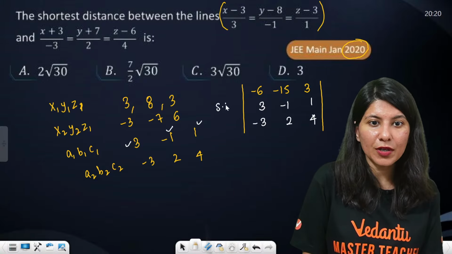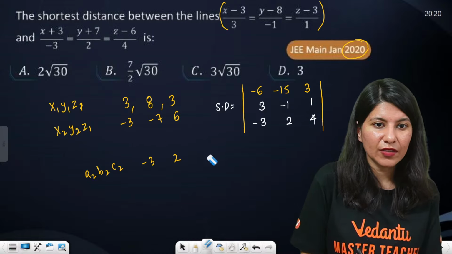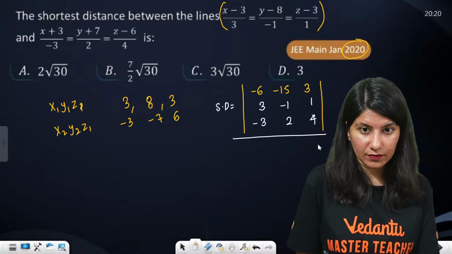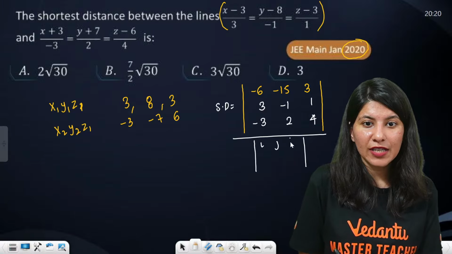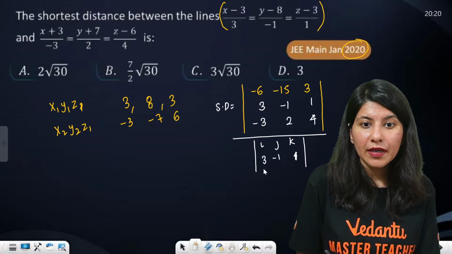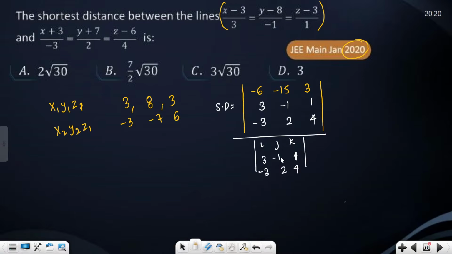Okay, this is the shortest distance formula which we are applying. Let me just remove it, we don't need it. We can put it directly upon i, j, k, and just copy paste row number 2 and row number 3. Correct? Now, let me just hide myself and start solving it. Let's expand this.